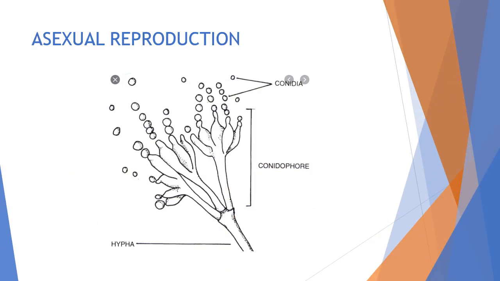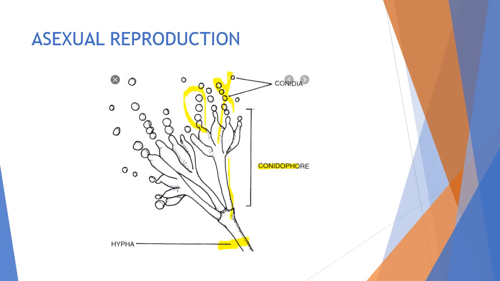And this is the asexual reproduction method. So this is the hyphae. You can see a hyphae. Some of the hyphae grow up vertically and they form the conidiophores. In these conidiophores, the conidia or the spores are produced towards the outer side. Can you see here? These conidia have been produced towards the outer side.